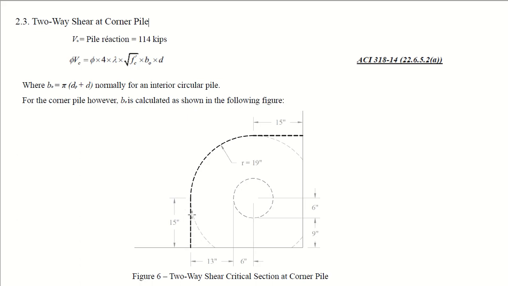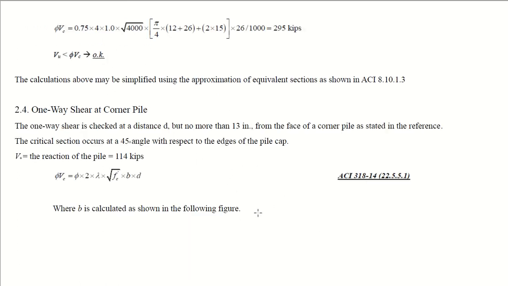This dashed line, but highlighted, is your critical parameter. You have to calculate it. So other terms will remain the same, however b naught will be calculated from this area.